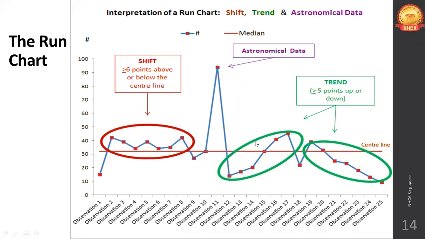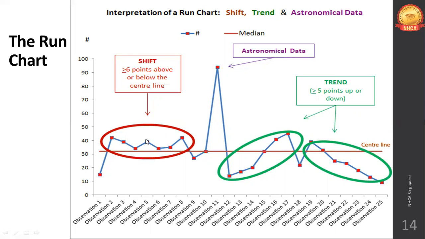For example, in a run chart we will take COVID cases. Over a period of time, we are seeing today how many cases we had, the next day how many cases we had. Every day we have a number at the end of the day. That's the number of COVID cases which we are facing. So shift means there is a shift in that trend.